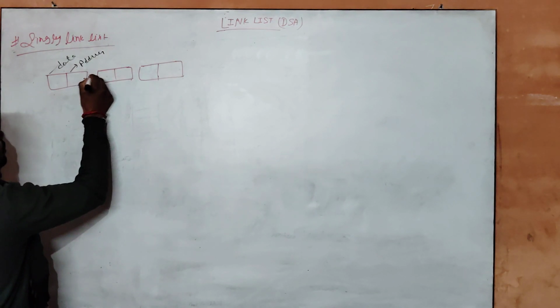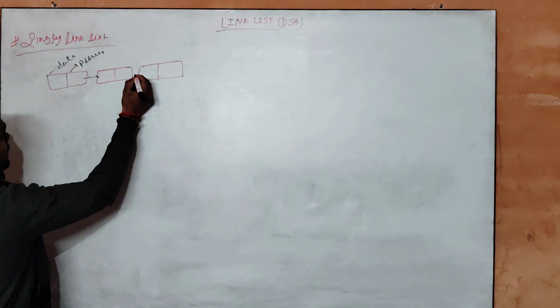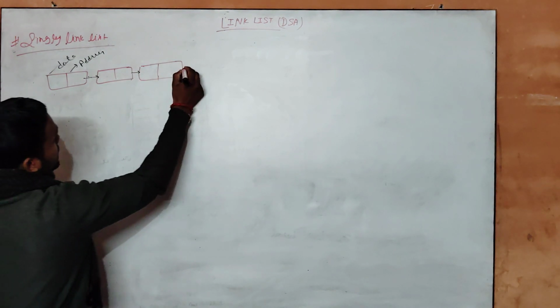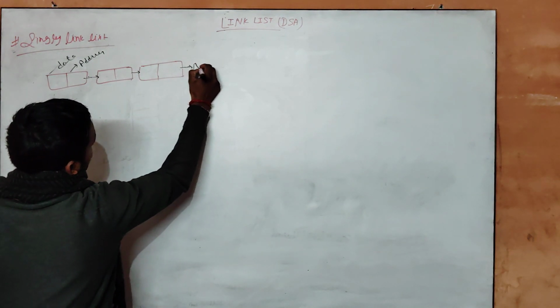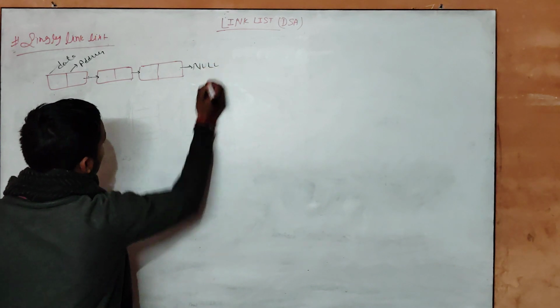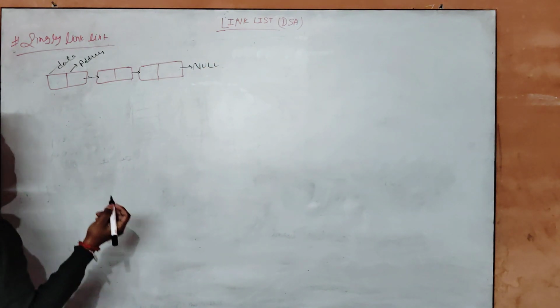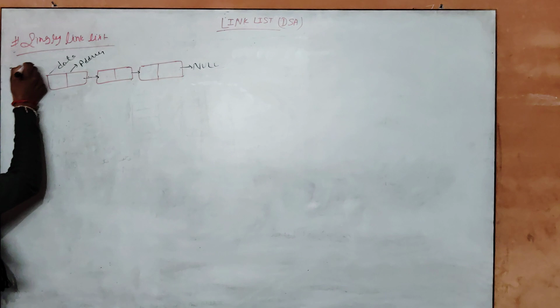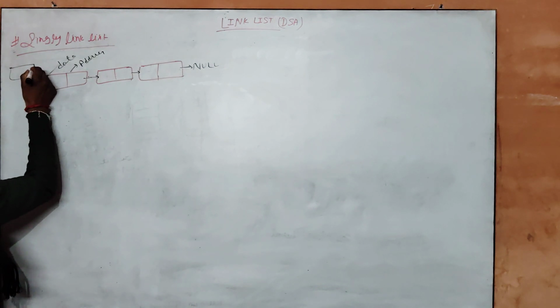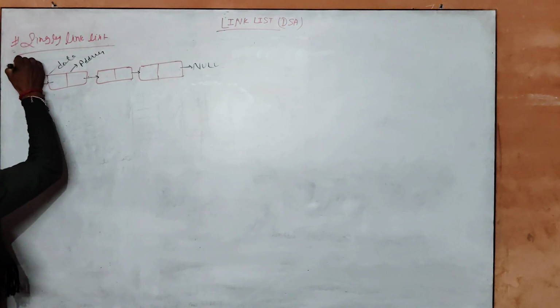Okay, here create one node जो कि connect each other, and the next node connects with the null value. Next node connects with the null value. This part is head.